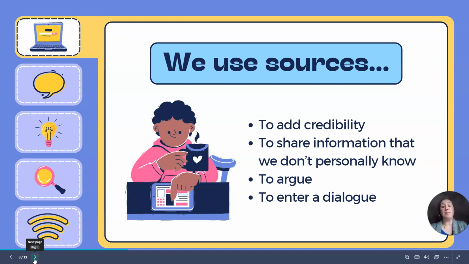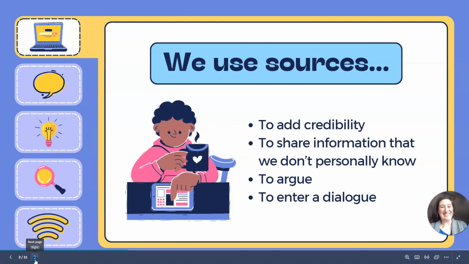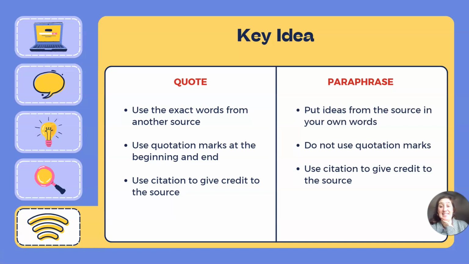Sometimes we use sources because we disagree with what they are saying, and we want to argue against them, or sometimes we're just in dialogue with them. We want the sources or other articles to support our points, or we want to compare our own ideas with someone else's ideas. So this is a very important part of college writing, and it's important to understand this key idea.